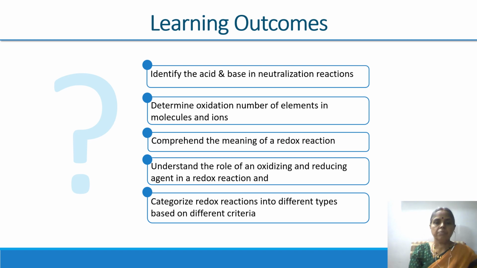Learning outcomes. By the end of this chapter, the learner should be able to identify the acid and a base in a neutralization reaction, determine the oxidation number of elements in molecules and ions, comprehend the meaning of a redox reaction, understand the role of an oxidizing and a reducing agent in a redox reaction, and also categorize redox reactions into different types based on different criteria.